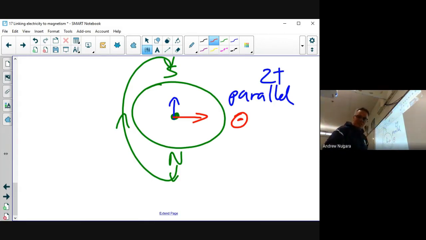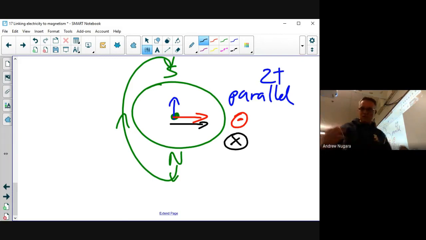Yeah? Now, what if I change that to an electron? And I did the same thing. If I did an electron going to the east, I would use my left-hand rule. And what would the electron do? It would be forced towards the Earth. So it would be forced into the Earth.